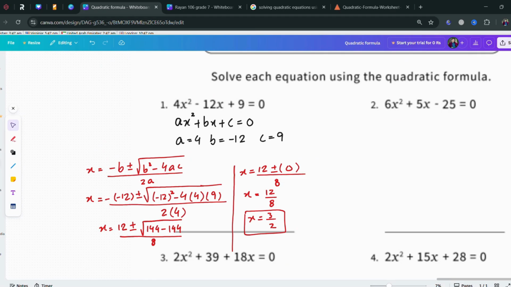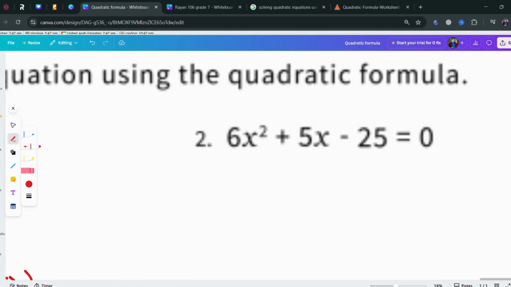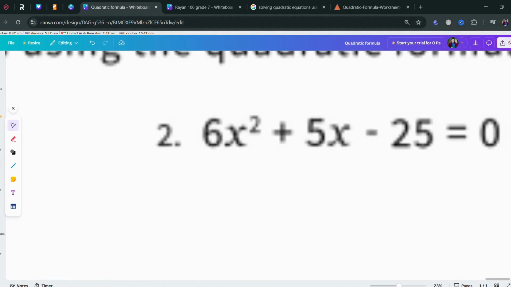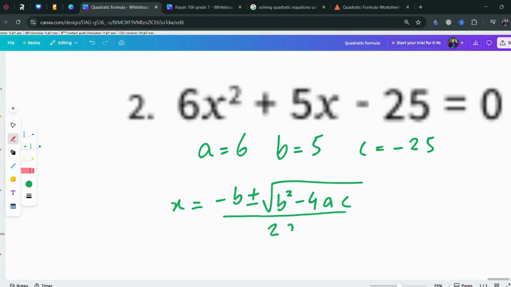Alright, so let's move towards the second question over here, which is 6x squared plus 5x minus 25. So I'm going to just start with it now. So again, a is equivalent to 6, b is equivalent to 5, c is equivalent to minus 25. Put the values into the quadratic formula. Minus b plus minus radical b squared minus 4ac, all of it divided by 2a.